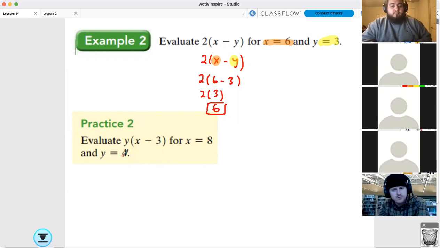You rewrite out the problem. Okay, go for it. Good, did that. What's next? You replace the y with a 4 and then the x with an 8 in the parentheses.